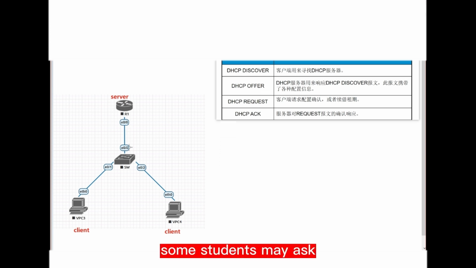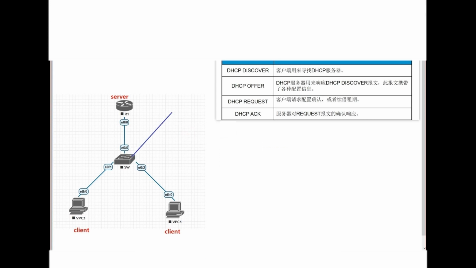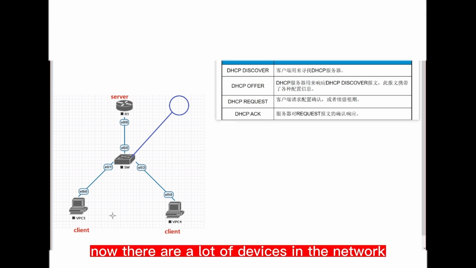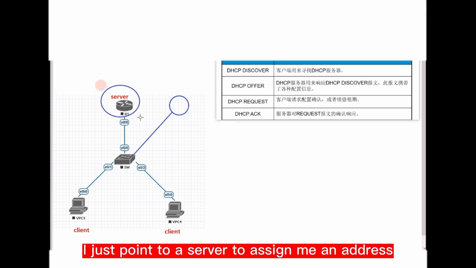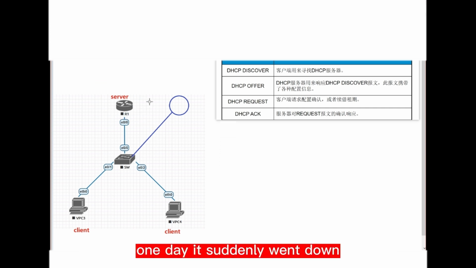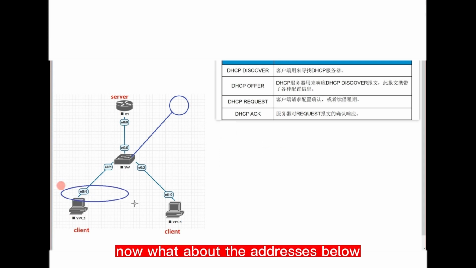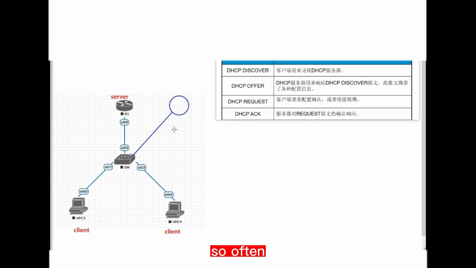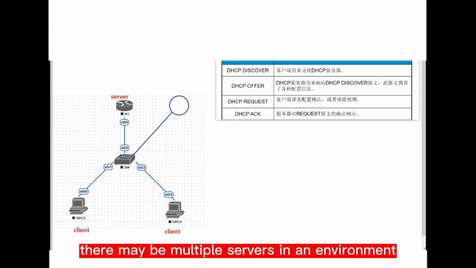Some students may ask, what is the selected server? Isn't this just a server? Sometimes in some network environments there may be multiple servers. It's a backup problem. For example, now there are a lot of devices in the network and I just point to one server to assign me an address. One day it suddenly goes down. Now what about the addresses below? So often there may be multiple servers in an environment.